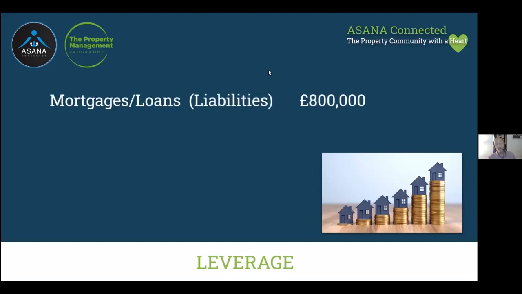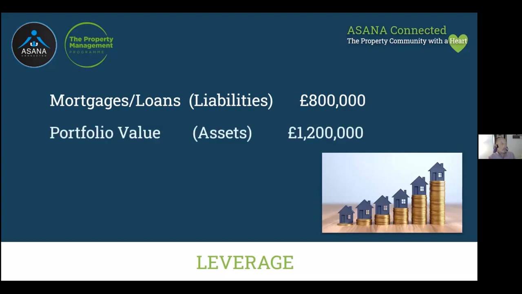If you've got £800,000 of mortgages, loans, liabilities, and your portfolio has assets of £1,200,000, it's not going to take a genius to work out that my loan to value across my portfolio is 66%. Well, maybe it does take a genius. The maths are pretty straightforward. Excel will take all the pain out of doing this. The question is, what does 66% represent? Well, the answer is absolutely nothing, really, unless you have set some kind of target KPI.